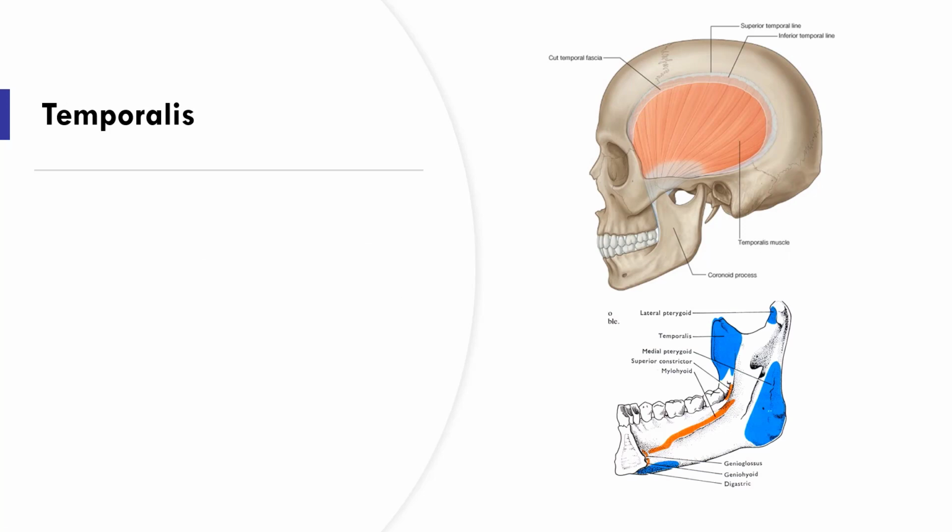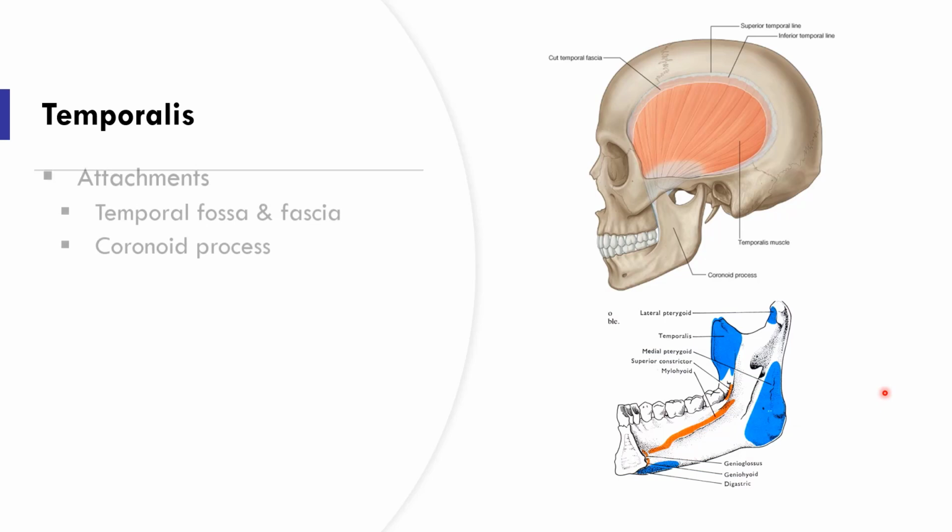Temporalis is a fan-shaped muscle. You can see here it occupies completely the temporal fossa, and this is the medial side of the mandible. This is the section which is going through the middle of the mandible, and this is the medial surface of the right half of the mandible.